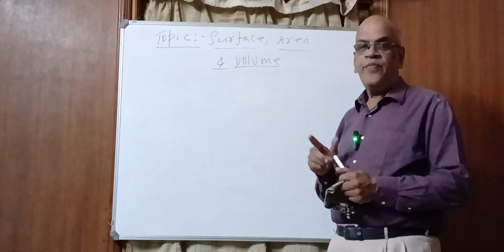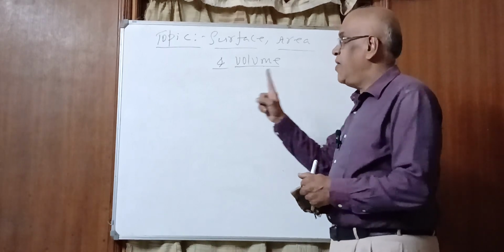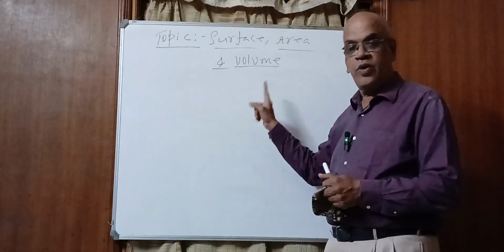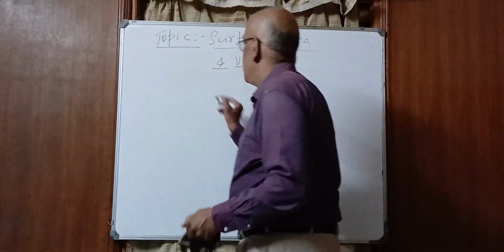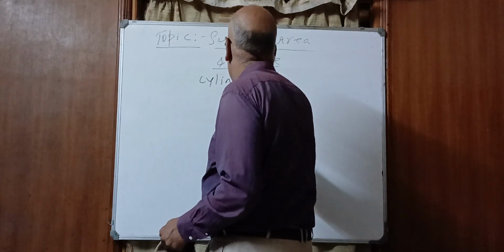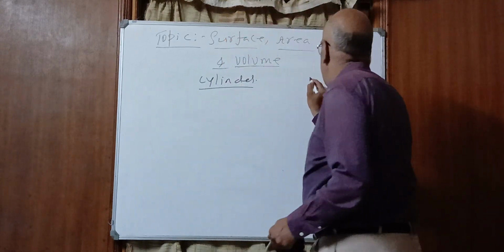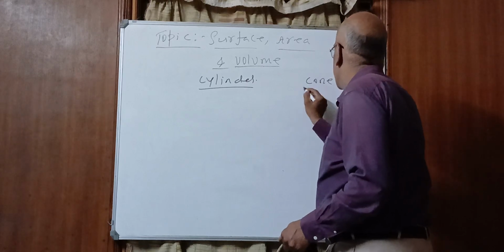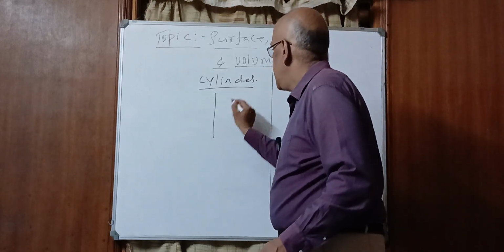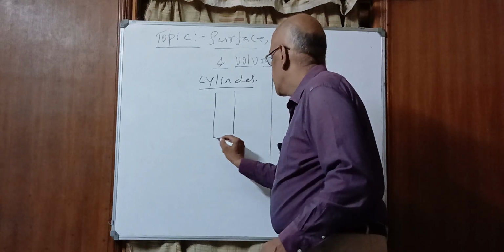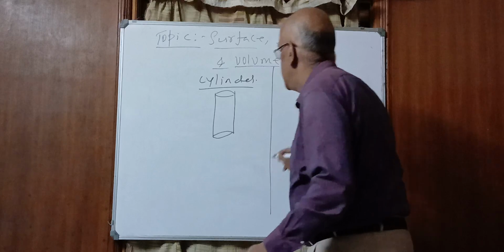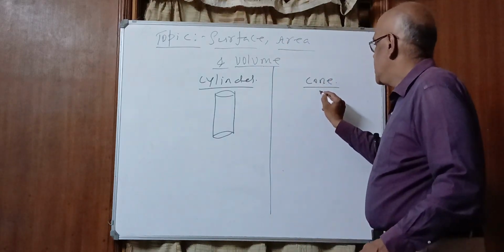Next topic, children, cylinder. I have written cuboid and cube together. Like that I have written cylinder and cone. They are related and easy to remember. Cylinder. This side I write cone. What is the diagram of the cylinder? I have drawn a small diagram, children, so that sufficient space is there.